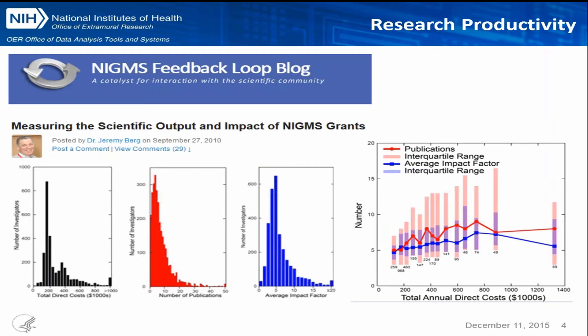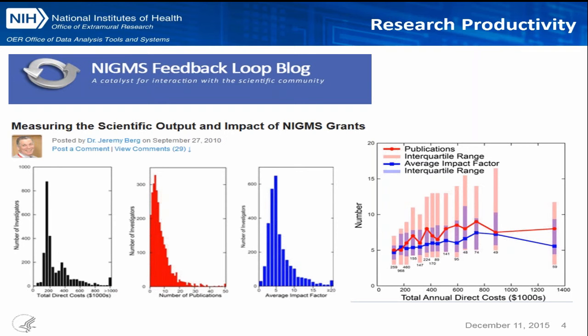Okay. So this is an example of an analysis done by one of the institutes here at NIH. We actually have 27 institutes and centers. This is the National Institute of General Medical Sciences. Their former director, Jeremy Berg, used to keep a blog, and this was an analysis he did of publications produced by research grants awarded from that institute and the impact factors in relationship to the costs of the grants that were associated with those publications.